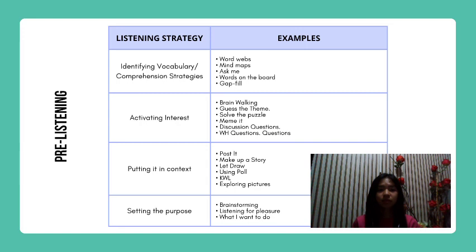Our last example is what I want to do. To further engage students and activate their interest, give them the listening topic and ask them what they would want to do after they are done listening to the text. This helps them set a purpose for listening and prepares them for the follow-up activities that may come up after the listening task.